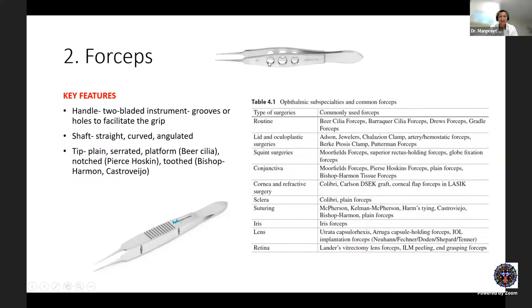Bishop Harmon is my favorite. And it can be Castroviejo also. So the lower picture is the Bishop Harmon with the Castroviejo design, and the upper one is the Castroviejo forceps, which was described.